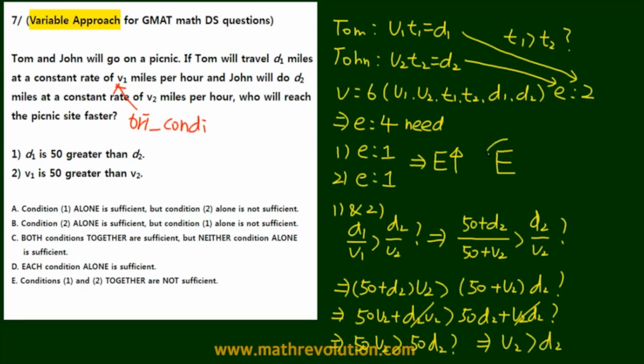We still can't figure it out because we don't know either V2 or D2. That's why E is going to be the answer according to the variable approach method, which is currently the most recognized and efficient way of solving GMAT math problems.